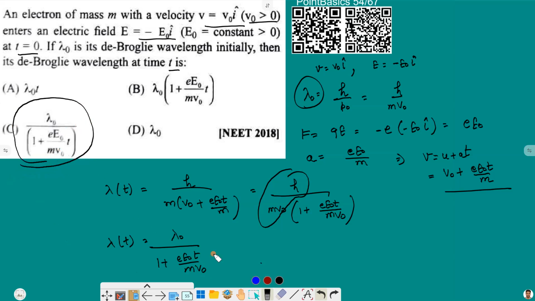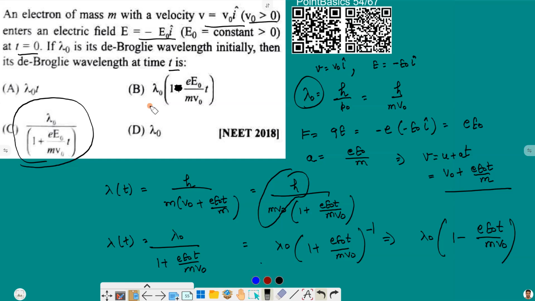Now if option C is not given, then this can be further written as lambda naught into 1 plus E naught t by m v naught raised to power minus 1, and if we use binomial approximation, then this can be written as 1 minus E naught t by m v naught. So if this option is not given, then there has to be a negative sign here, only then we can mark option B as right.